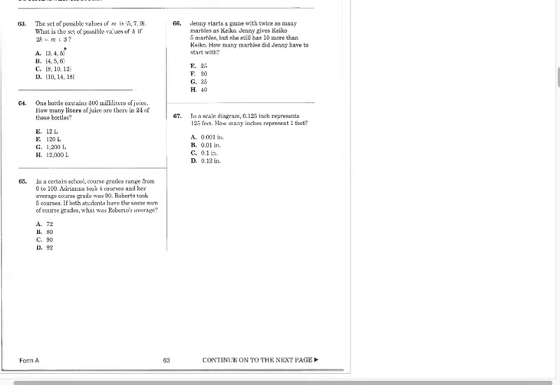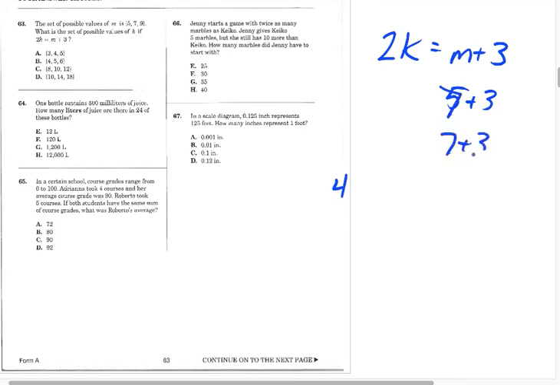All right, number 63. The set of possible values of 5, 7, and 9. So we just have to plug these in. Okay, our equation is 2k equals m plus 3. Let's plug this in. So 5 plus 3 is 8, divided by 2 is 4. There's one answer. 7 plus 3 is 10, divided by 2 is 5, and 9 plus 3 is 12, divided by 2 is 6. So we have 4, 5, and 6, which is answer B.